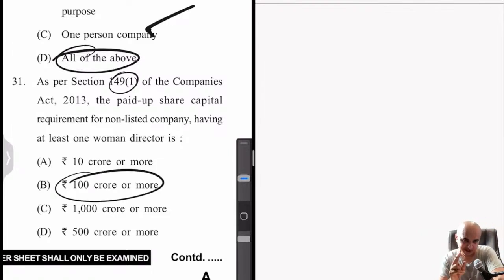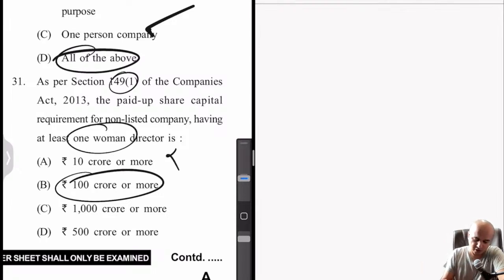Once again, if yours is a non-listed company and you have a paid up capital of 100 crores or more, more than 100 crores or 100 crores also, in such a circumstance, we actually say at least one woman director should be there, not A, not C, nor D. So the right option is option B. Fact-based question, nothing much, you'll have to remember.